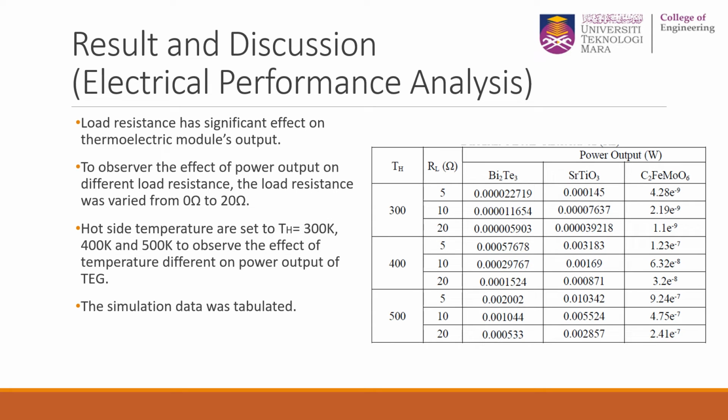The next result was the electrical performance analysis. Load resistance has shown that it can have a significant effect on the thermoelectric model output. To observe the effect on power output of different load resistances, the load resistance was varied from 0 ohms to 20 ohms. And the hot side was set to 300K, 400K, and 500K to observe the effect of temperature difference on power output. The simulation data was tabulated in the right table.